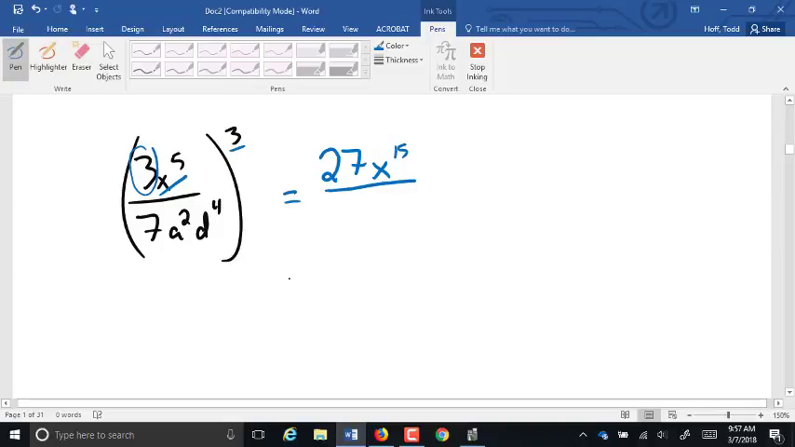15. 7 to the power of 3 is 343. A squared to the power of 3? A to the 6th, and D to the 4th to the power of 3. D to the 12th.